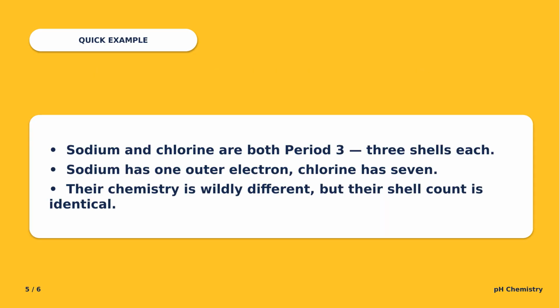Quick example, sodium and chlorine are both period 3, 3 shells each. Sodium has 1 outer electron, chlorine has 7. Their chemistry is wildly different, but their shell count is identical. That's a period in action.